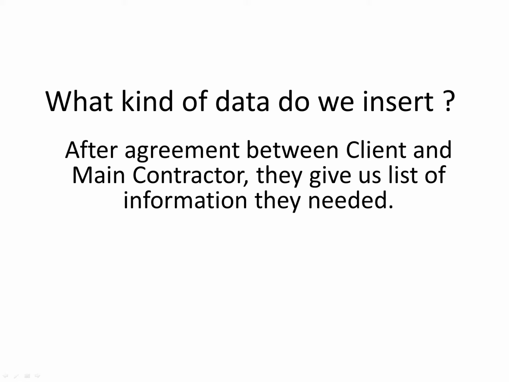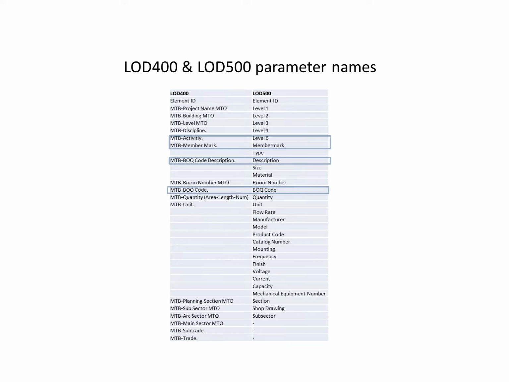In this construction, the main contractor and the client agreed on some parameters, and they gave us a list of parameters. Some of them are like project name, building name, level, discipline. It goes from general to minor, okay? I'll show you the list of parameters now.